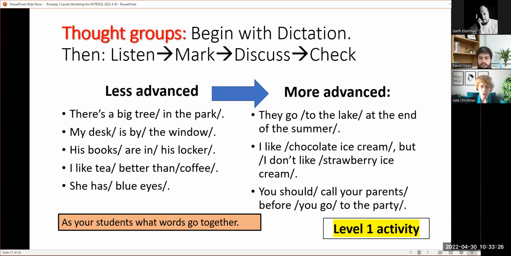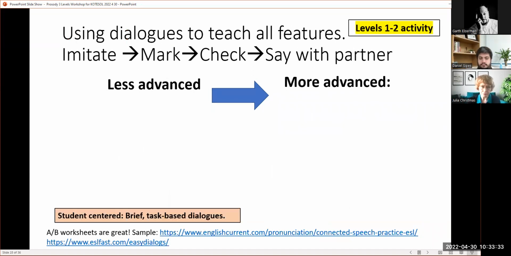And I give them the answers. It's a really very, very easy, quick way to teach thought groups. I use dialogues to teach all the features.